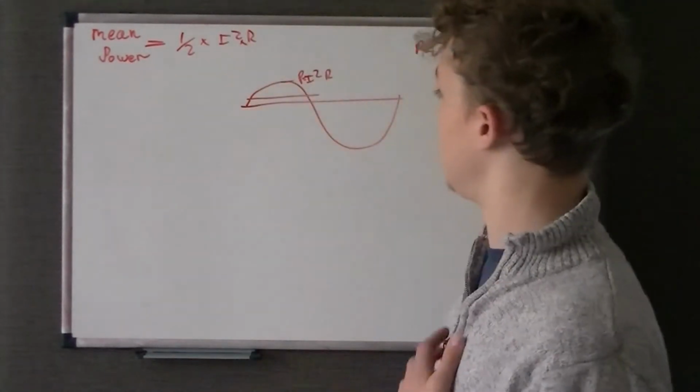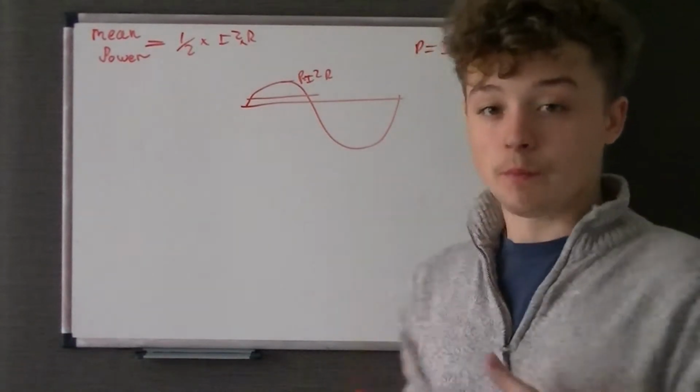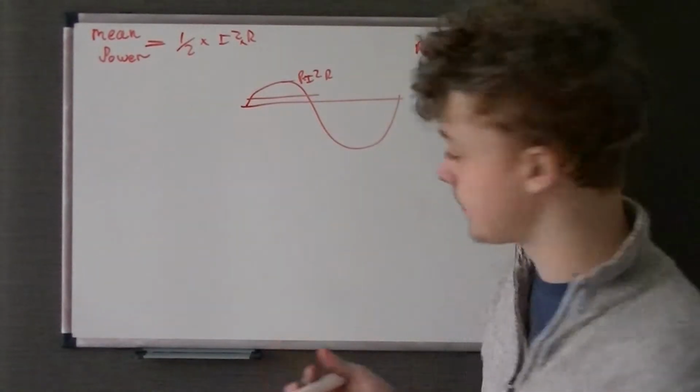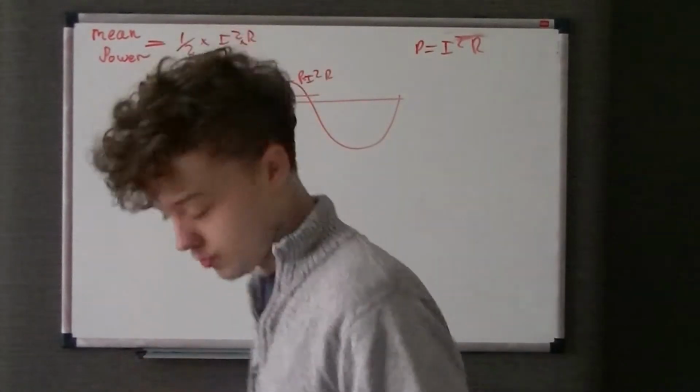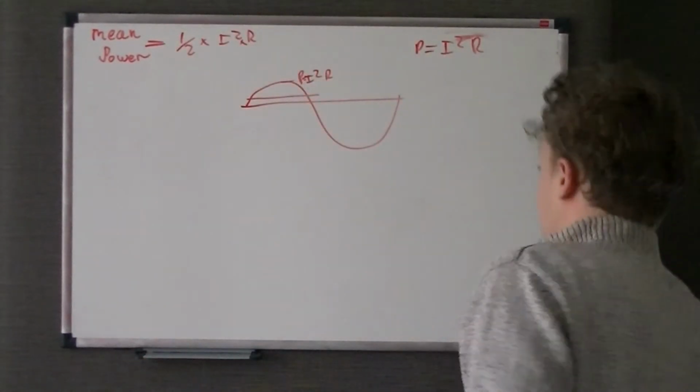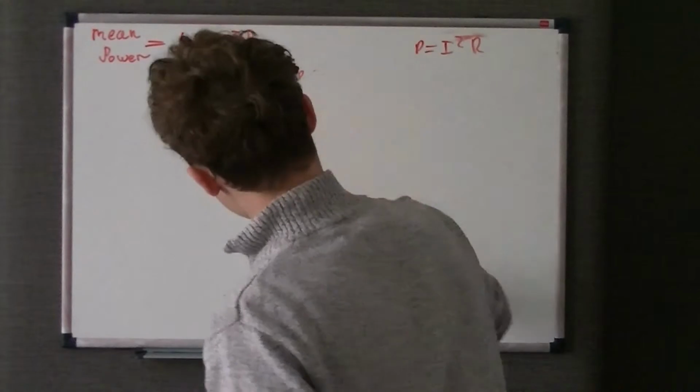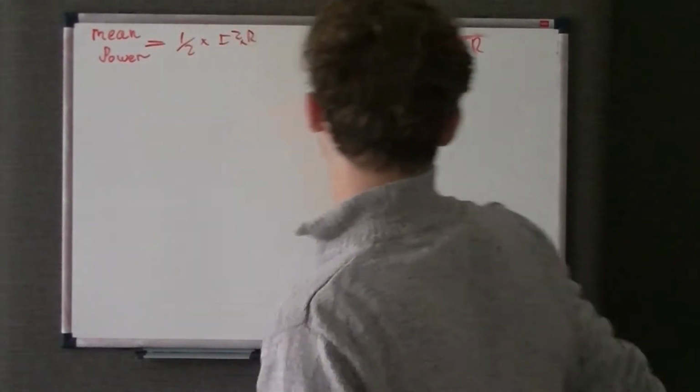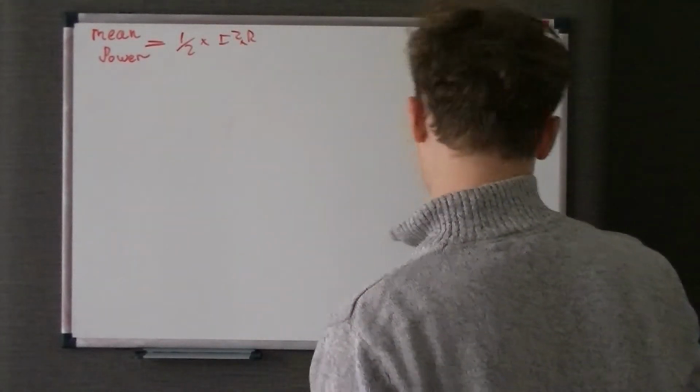So that's the mean power of the alternating current. So I'm just going to rub that off. Right, hopefully you've understood where we've got that from.